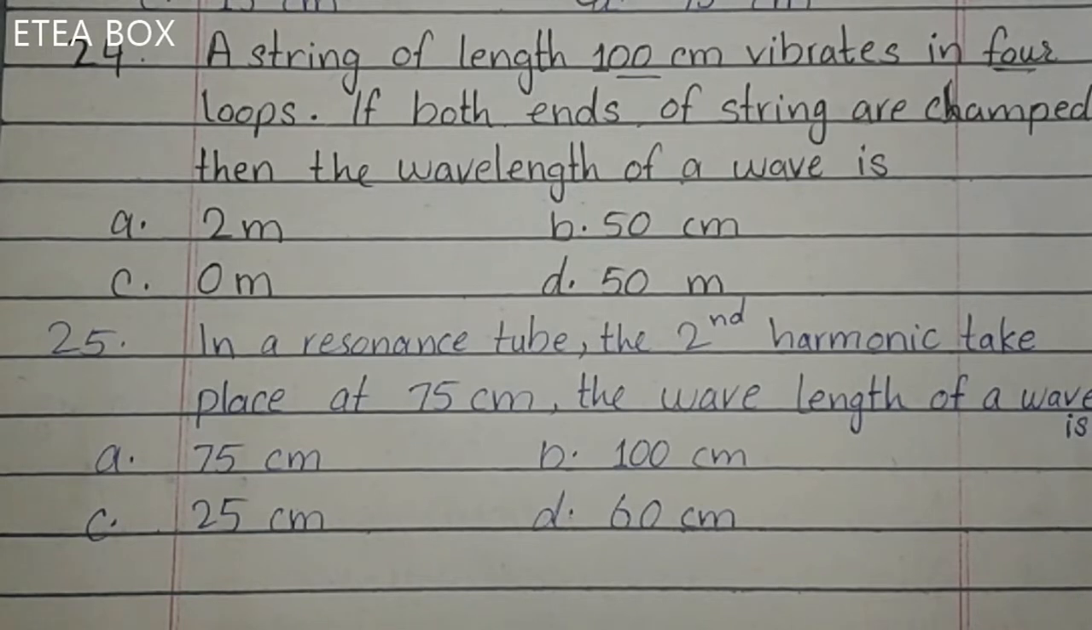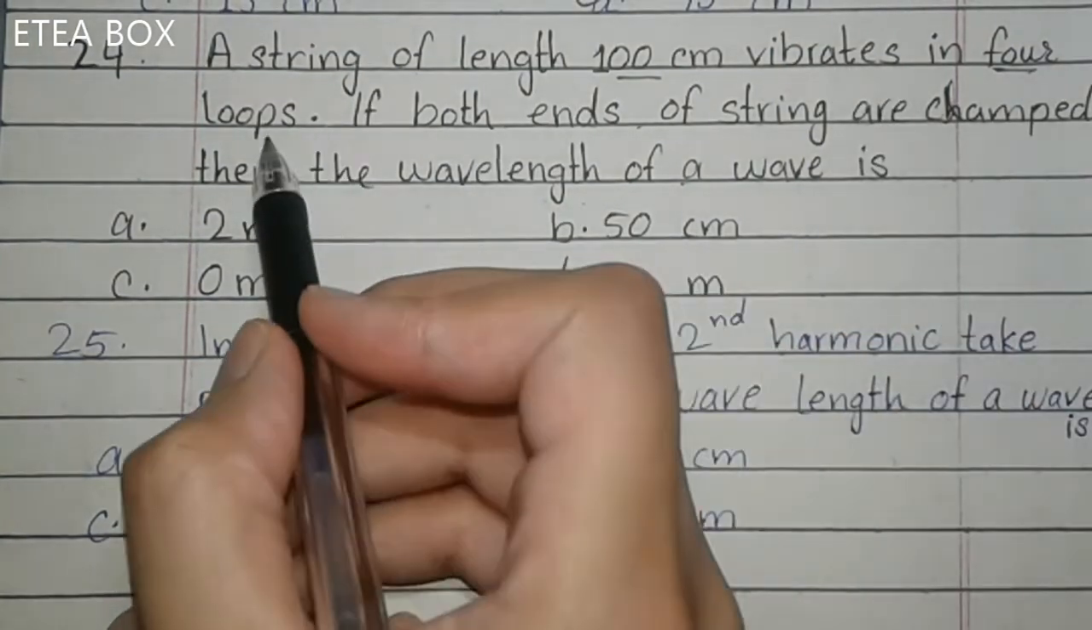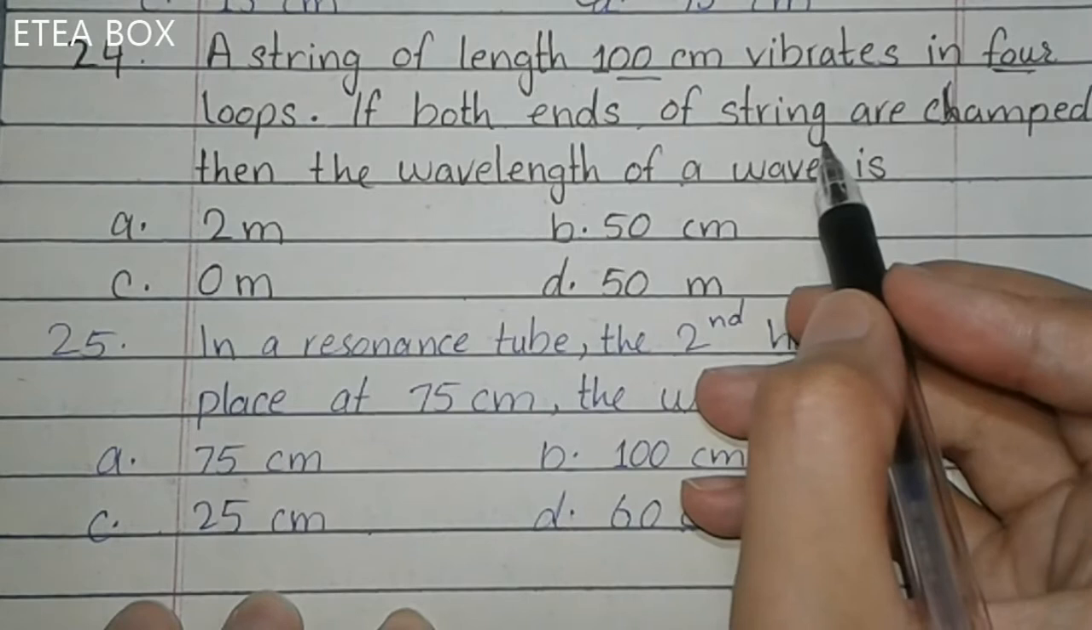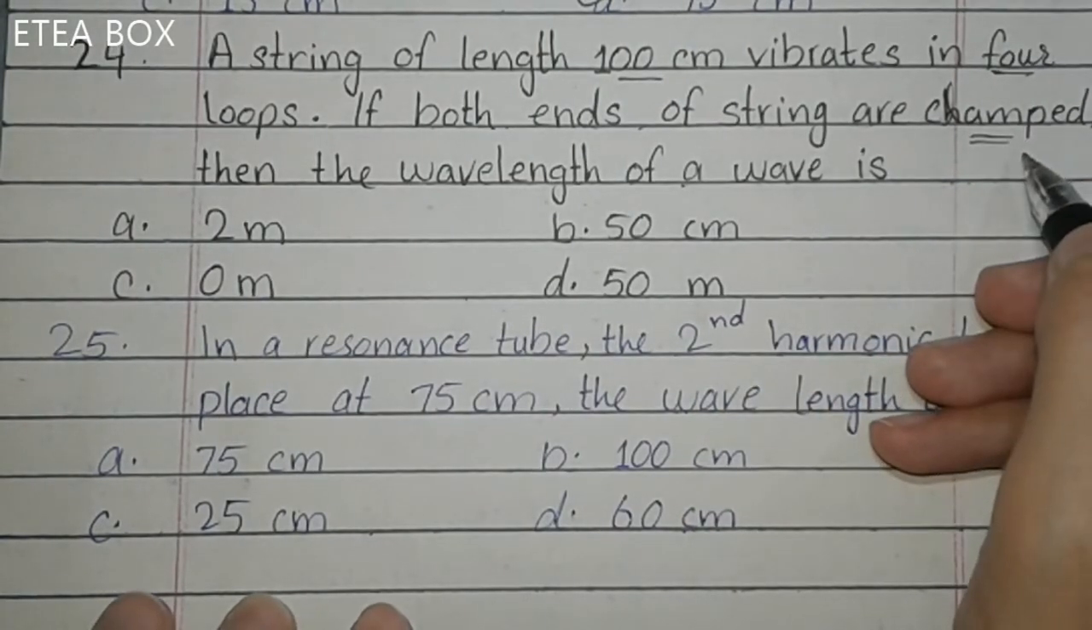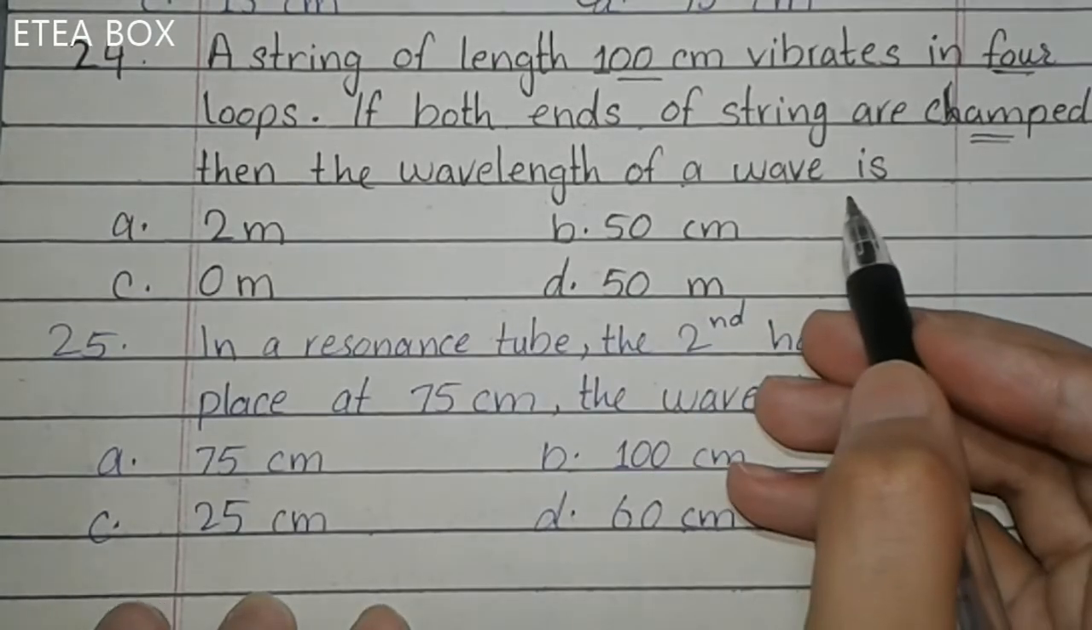Okay, let's start 24. A string of length 100 cm vibrates in 4 loops. If both ends of the string are clamped, what does it mean? It means that this will make stationary waves. Then the wavelength of the wave is, let's find the wavelength.